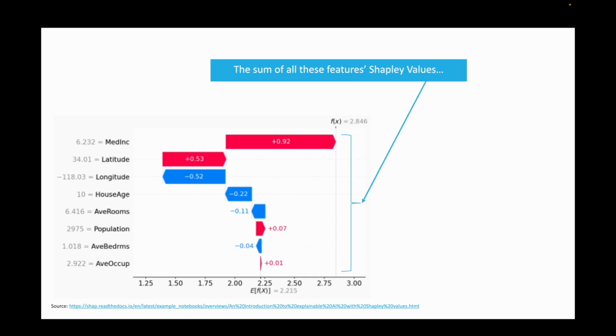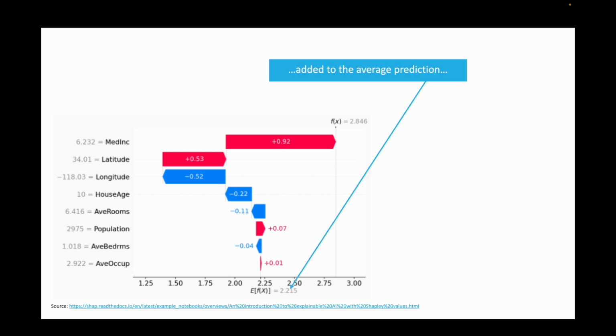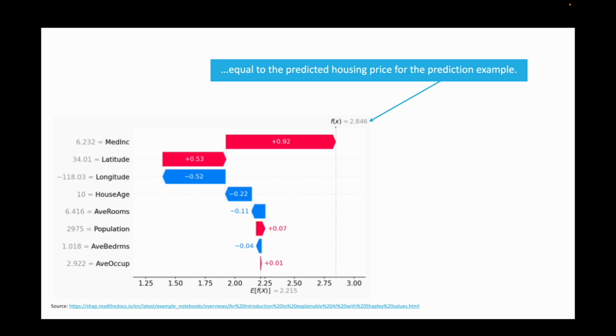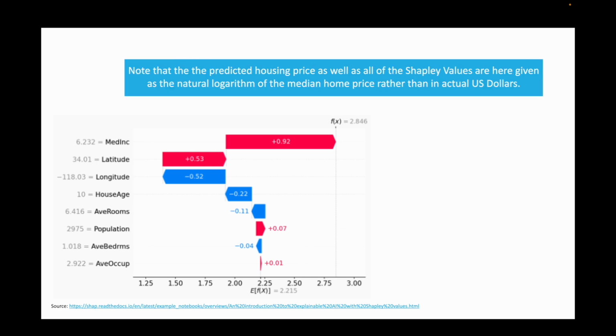The sum of all these features' Shapley values added to the average prediction is equal to the predicted housing price for the prediction example. This visual example displays the additive property of Shapley values. Note that the predicted housing price, as well as all of the Shapley values, are here given as the natural logarithm of the median home price, rather than in actual US dollars.